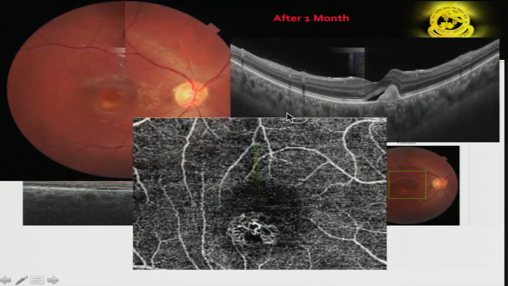After 1 month, you see the better eye, the right eye, has started developing a vascular network, and he is also slightly symptomatic in this eye. So this is a new network which I am seeing. This I did treat. We gave him an intravitreal injection in this eye.